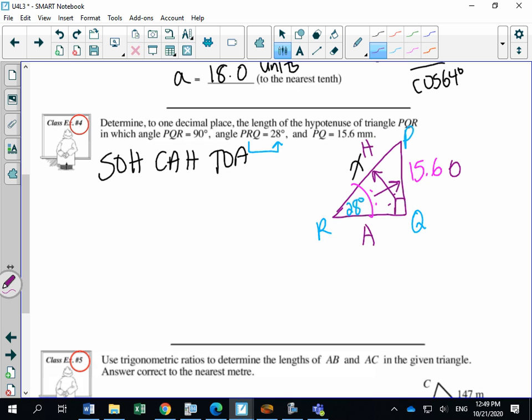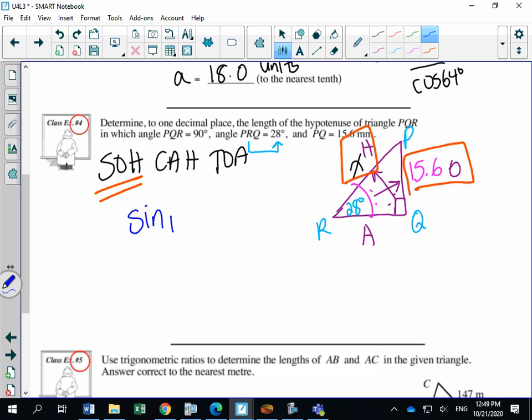Luke N, what 2 sides do you want me to box in? Yep, hypotenuse and 15.6 get boxed in. And then, sorry, which trig ratio did you say would have sine? Yep, right here. Okay, so let's set this up.